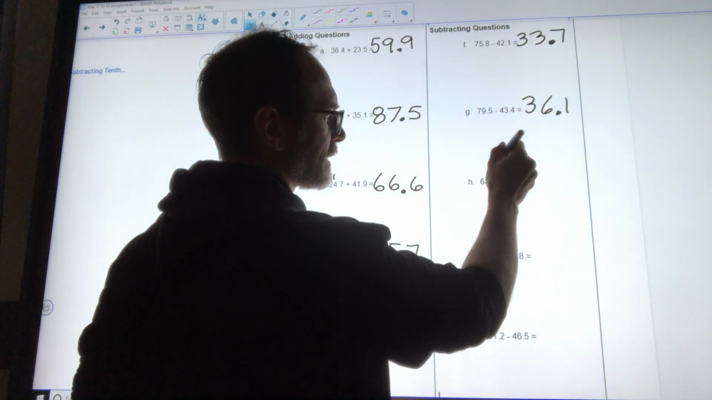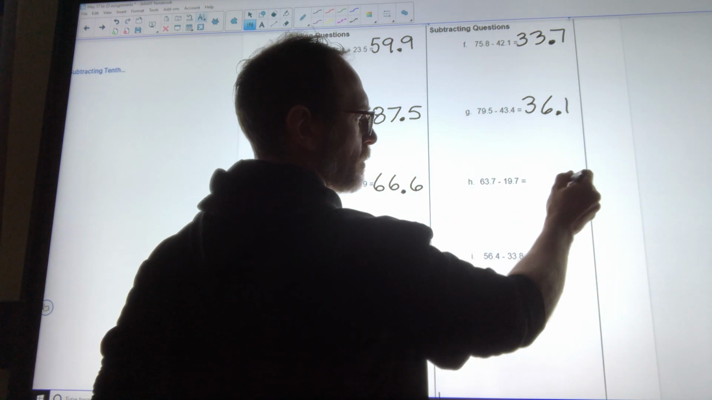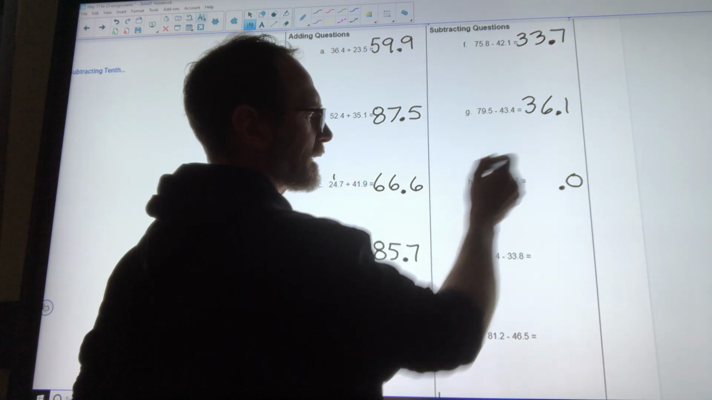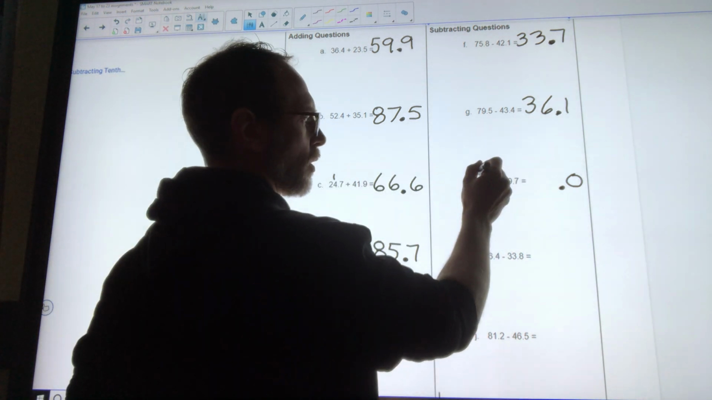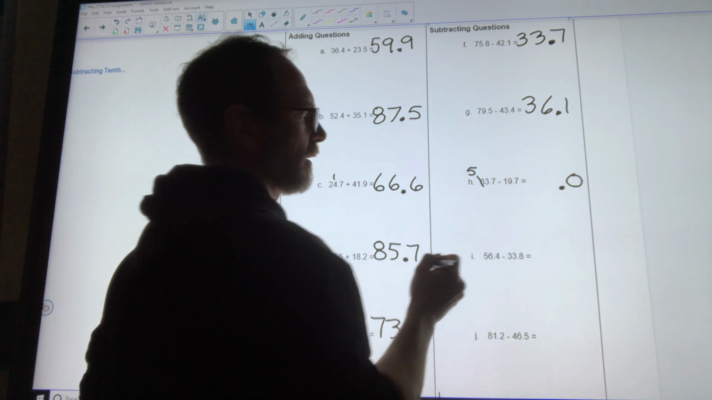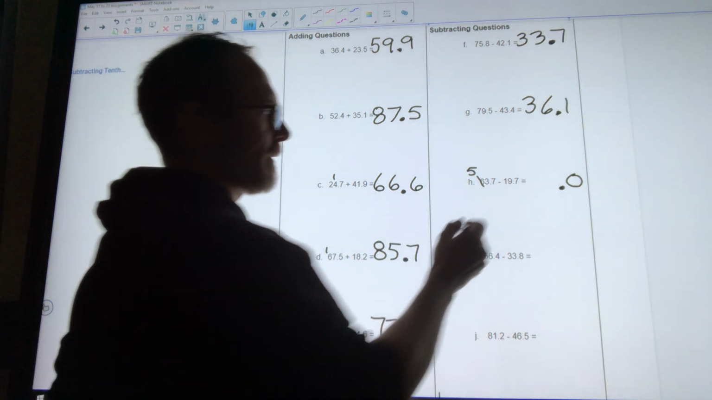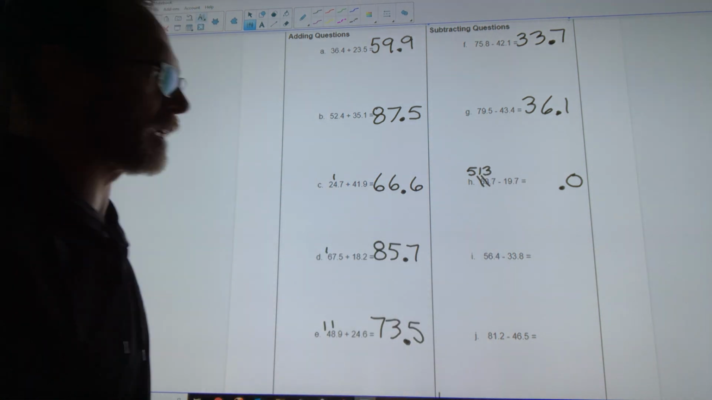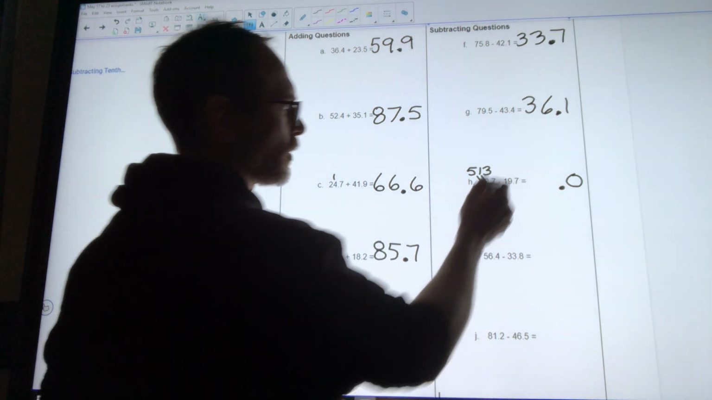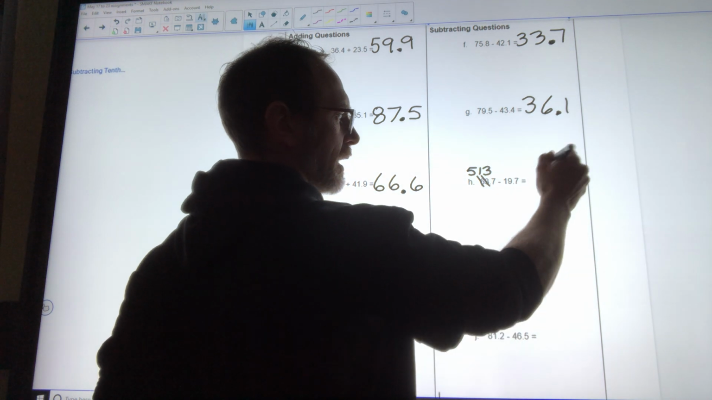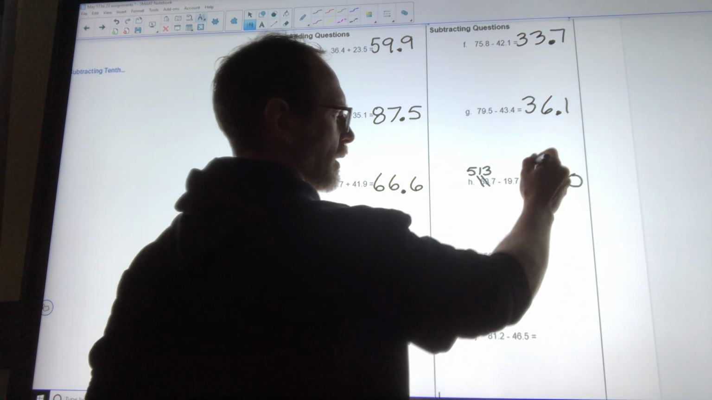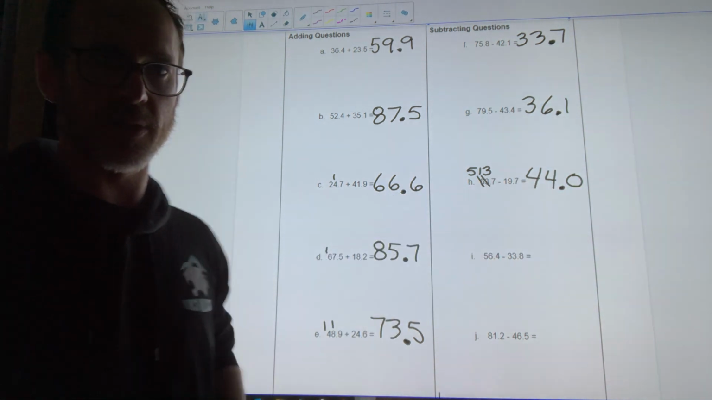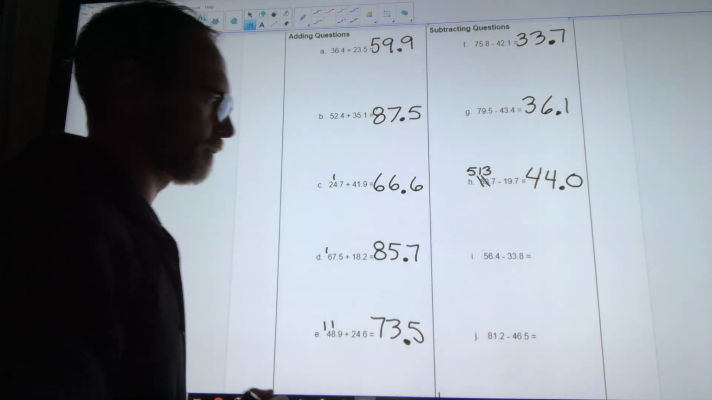For H, I have 7 minus 7 in the tenths place, so that's 0. We're not going to have anything there. Then I have 3 minus 9. Well, I can't do 3 minus 9 without borrowing, so instead of 60, I'm going to make that 50. And instead of 3, this is going to be 13. So instead of 63, now I have 50 and 13. So 13 minus 9 is 4. And 5 minus 1 is 4. So my answer is 44. Decimal 0, but you don't actually need the decimal 0. You could just say 44 there.